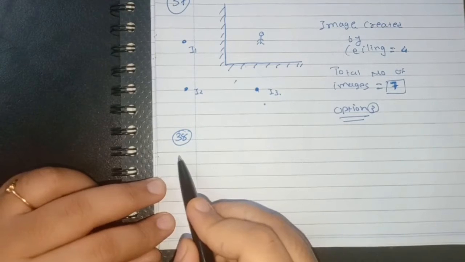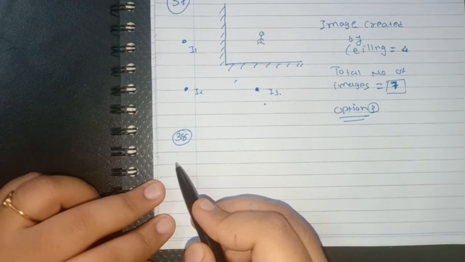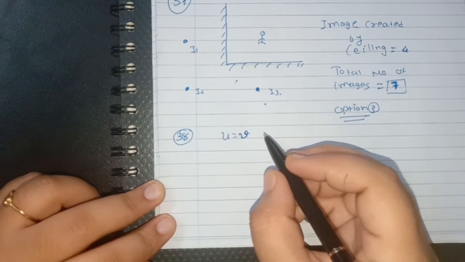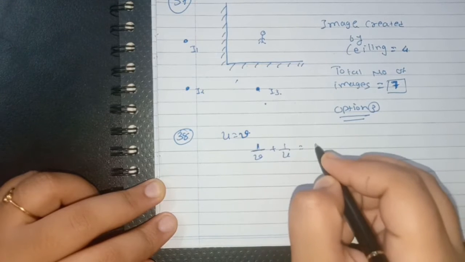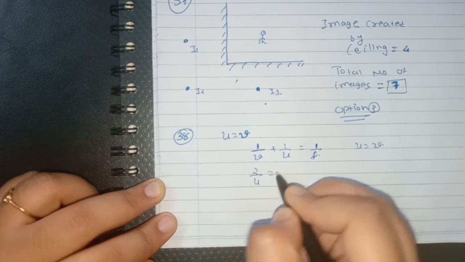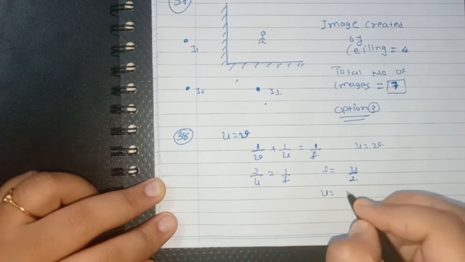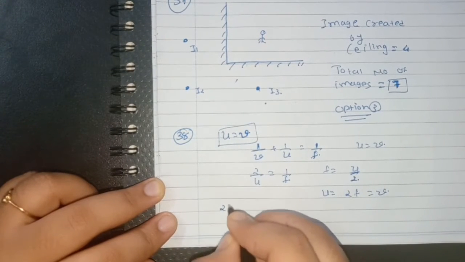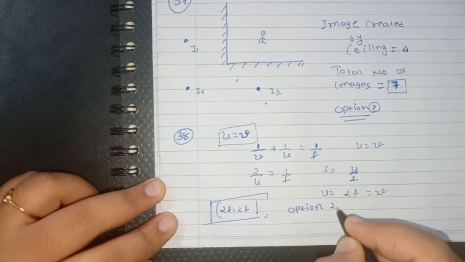In question number 38, if u represents the object distance and v represents the image distance, and given u equals v, the line will cut the u versus v graph at which point? The mirror formula is 1 by v plus 1 by u equals 1 by f. Here it is given u equals v, so 2 by u equals 1 by f. So f will be equal to u by 2. u will be equal to 2f, equal to v. So the line u equals v will cut the graph at the point 2f comma 2f. So option 2 is the correct option.